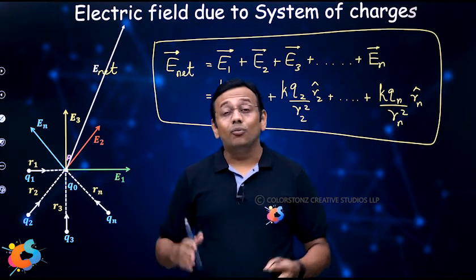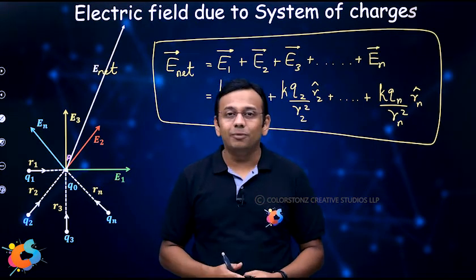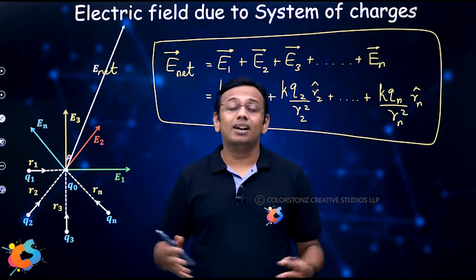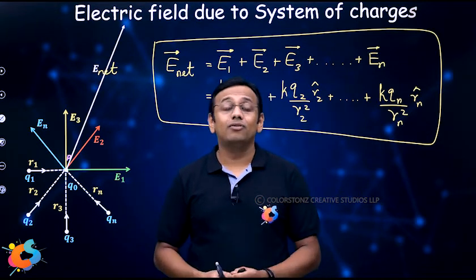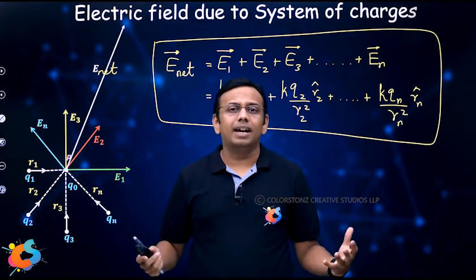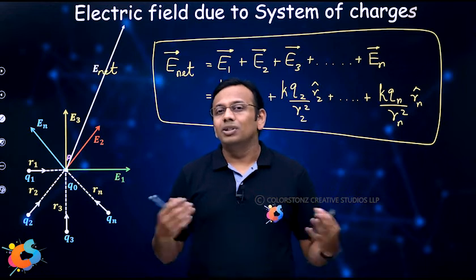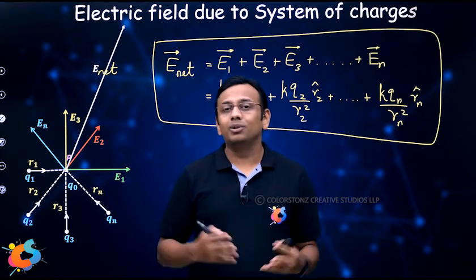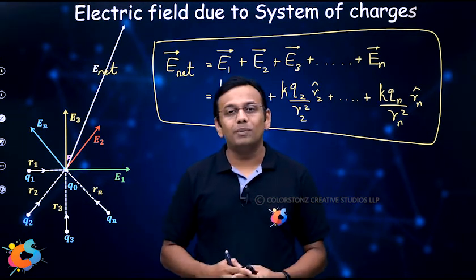In the next part, we will be seeing the electric field produced by continuous charge distributions. If we have charge distributed on, let's say, a ring or disk or a line and so on. All right. So this part is completed here. You can go ahead now and solve some problems based on this.